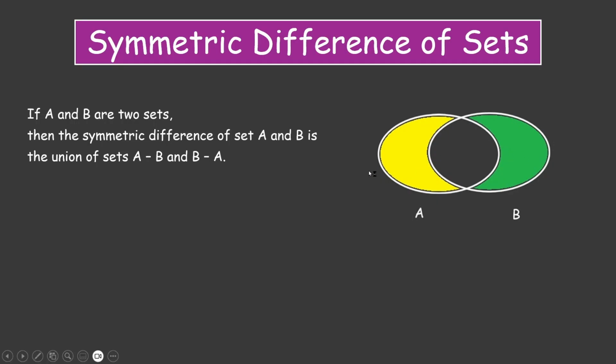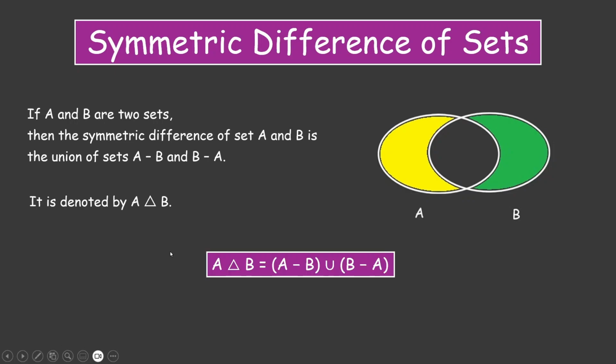So, the union of sets A minus B and B minus A includes this yellow part and this green part. That is the elements which are only in A, not in B, and the elements which are only in B and not in A. Symmetric difference is represented by this symbol, delta. So, symmetric difference of A and B is the union of two sets, A minus B and B minus A.